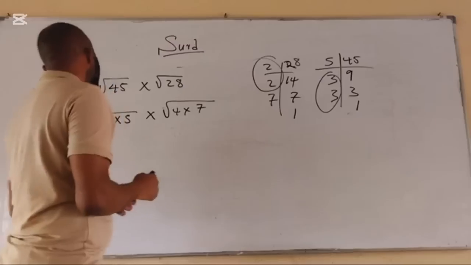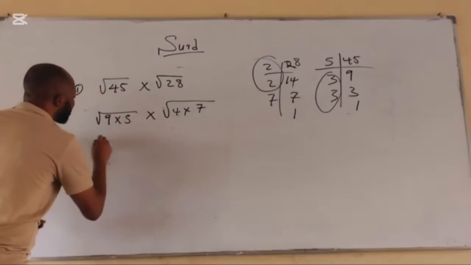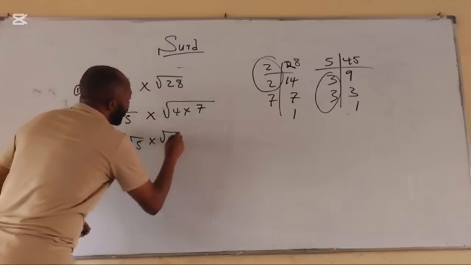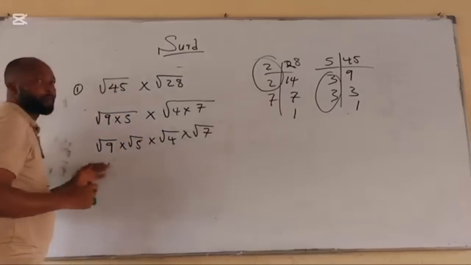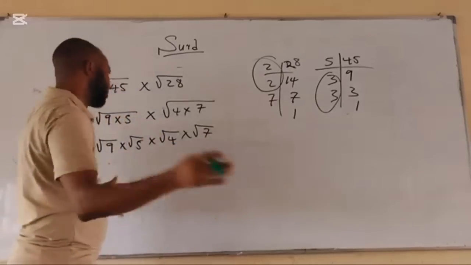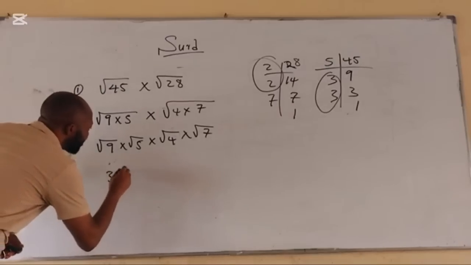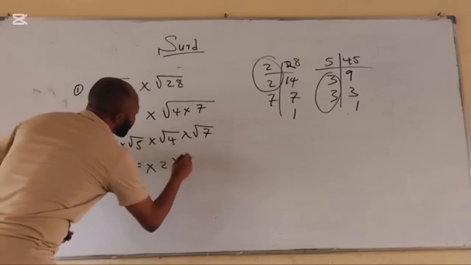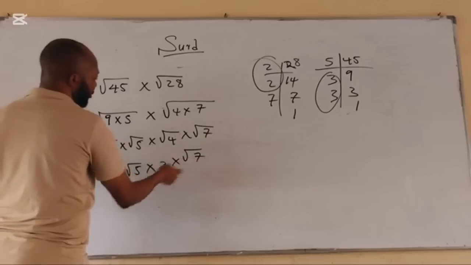Now, if that is true, let's break it down. I have this as root 9 times root 5 times root 4 times root 7. The multiplication law permits that. I have to break them out. So root 9 itself is 3, times root 5, times root 4 is 2, times root 7. These two numbers cannot be simplified further.